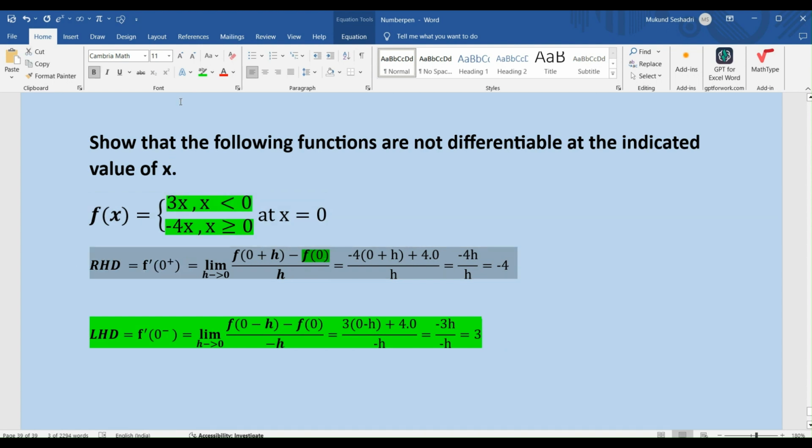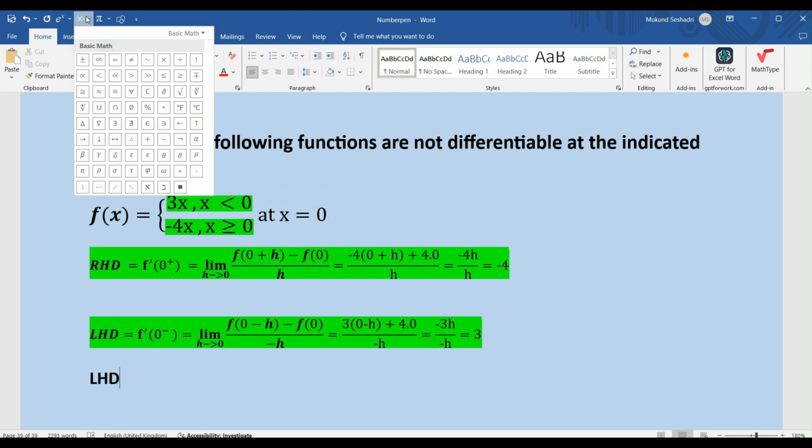And therefore we know what our final answer is. My LHD does not equal RHD, and therefore the function is not differentiable at x equals 0.